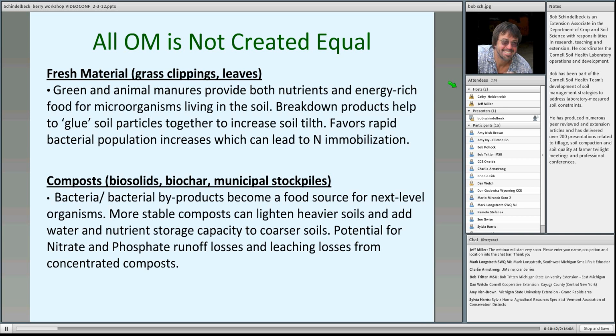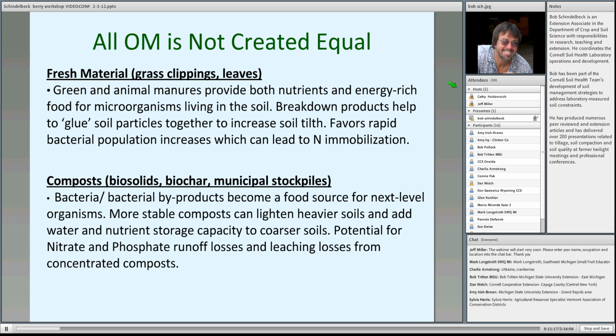This fresh material really favors what I call bacterial populations. They really take off on this carbon energy. And we've seen, of course, nitrogen immobilization, where nitrogen is made unavailable to plants because the competition by these bacteria for the nitrogen is so great that the plants can suffer. So this is just one of the properties of fresh material.